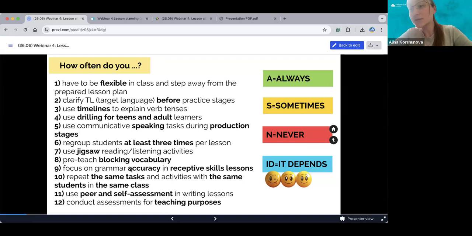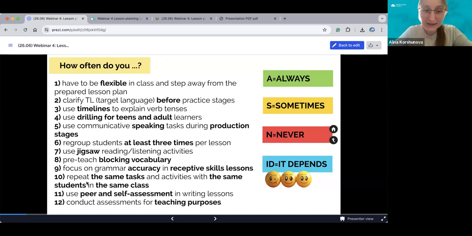That you correct some grammar mistakes or mispronunciations, maybe. It depends. Sometimes. Great. Yeah, we don't always do that. Completely agree with you, with your answers. We don't always do that because that's not the main aim of such lessons. Yes, but we might do that. Yes, it depends.